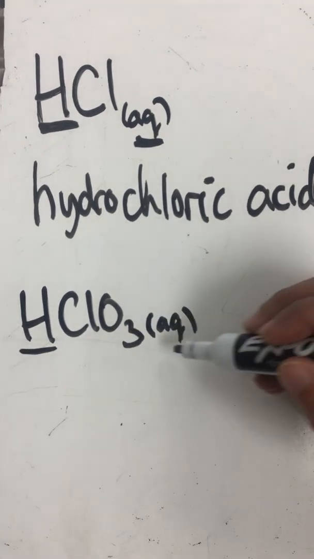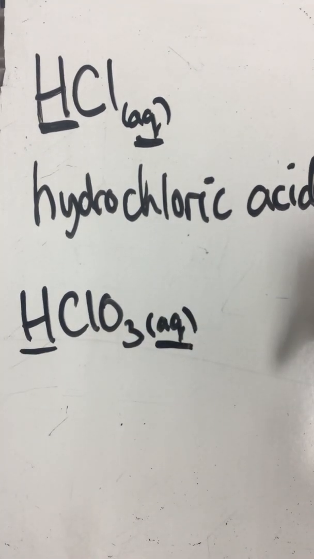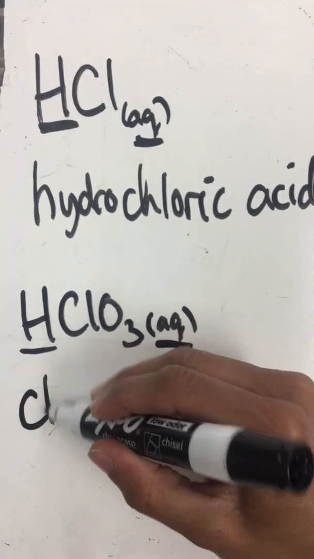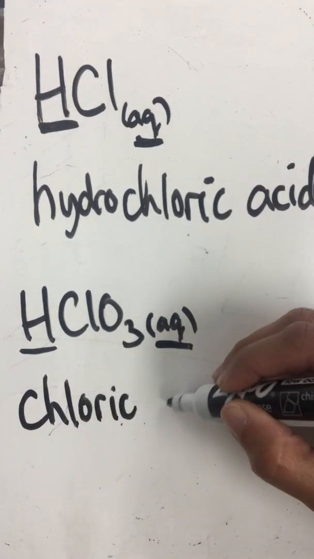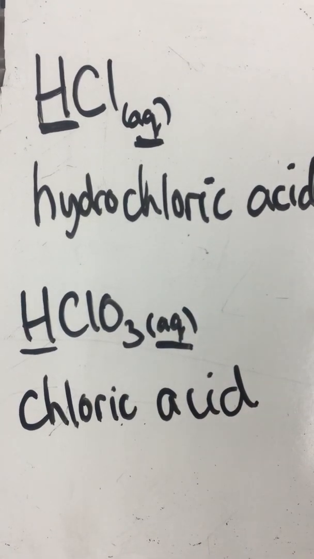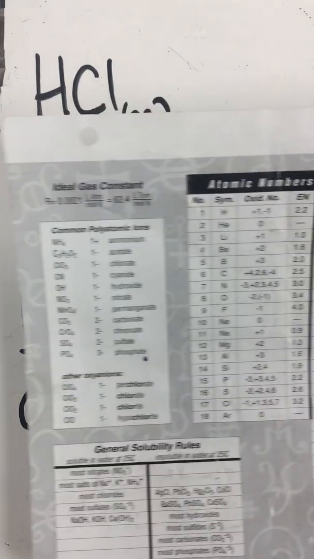Now, we could also have an acid that has a polyatomic on it, and that would also have a hydrogen and that little AQ, or aqueous. For something like this, we would call this chloric acid.